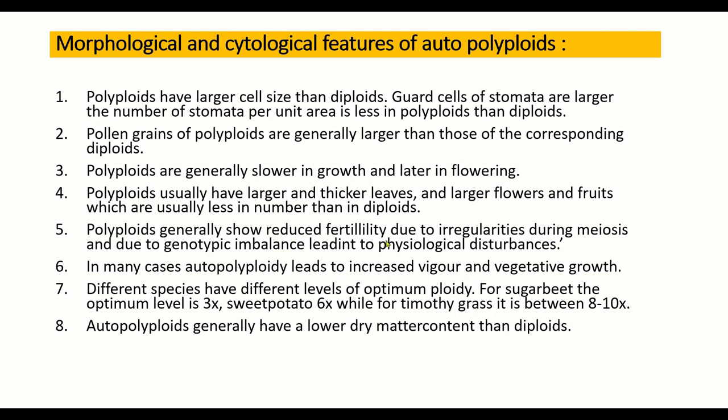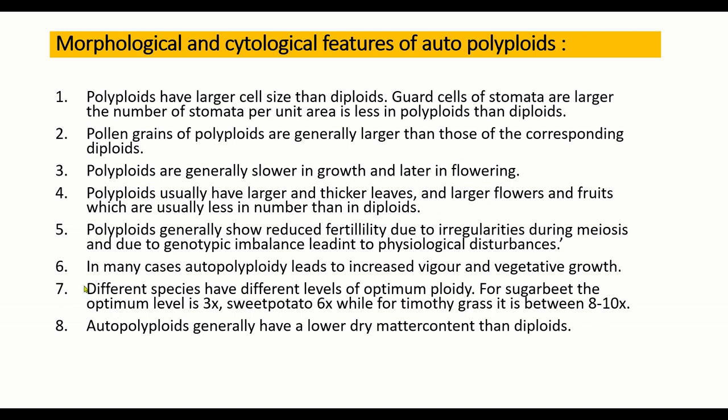It generally shows reduced fertility due to irregularities during meiosis and due to genotypic imbalance leading to physiological disturbances. Now this may be a demerit for some breeding objectives, when you have to breed a crop for seed purposes, because sometimes the seed degenerates and the pollens become infertile. Male and female gametes become infertile because of the polyploidy. But in certain cases, if you need seedless fruits, that may be an added advantage.